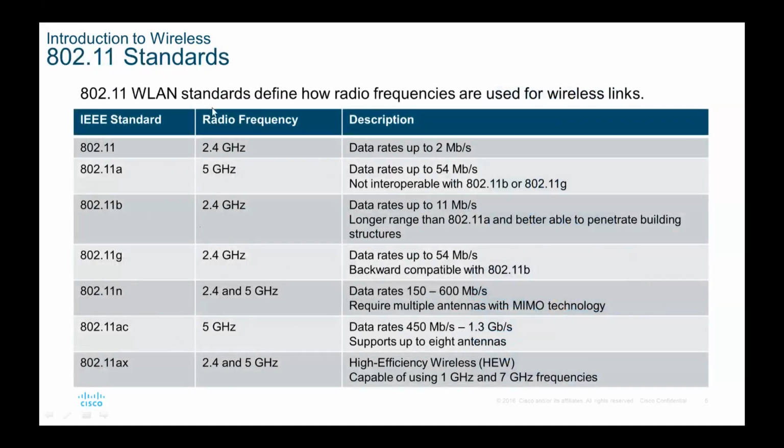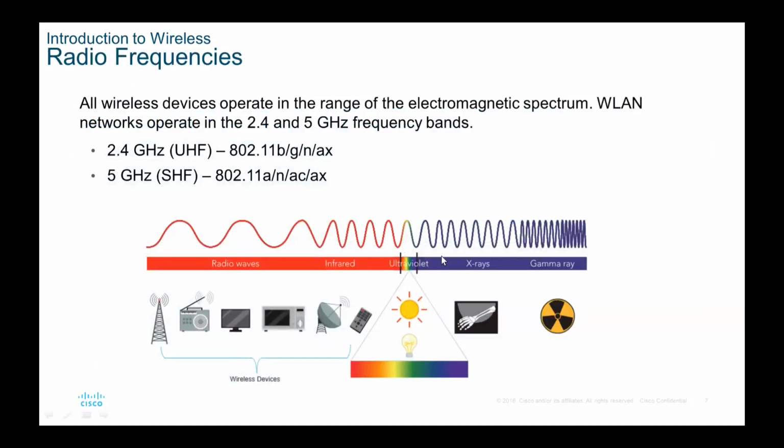Now, these are the various wireless LAN standards: IEEE 802.11, 11a, 11b, 11g, n, ac, and ax. You can see that they operate at different frequencies, and the bandwidth each of them provides is different. Some of them are backward compatible. Some have a single antenna, and some require multiple antennas for input and output, so multiple input, multiple output technology. Okay, and then these wireless devices operate in the radio waves frequency range.